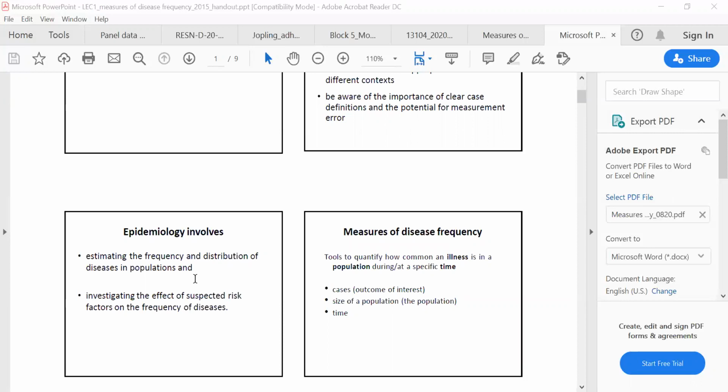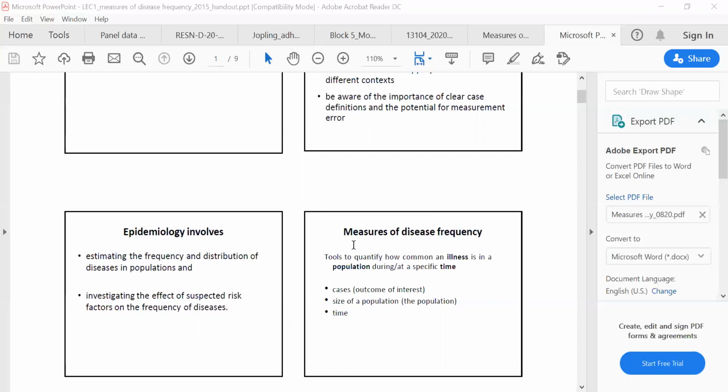Remember, it's just a recap of the definition of epidemiology. It involves estimating the frequency and distribution of disease in a population and investigating the effect of suspected risk factors on the frequency of disease. So there's an element of descriptive, where we are describing the distribution, then the element of analytic, where we want to assess risk factors for getting the disease. So for us to pick up this concept, we need to have some parameters which we use to measure.